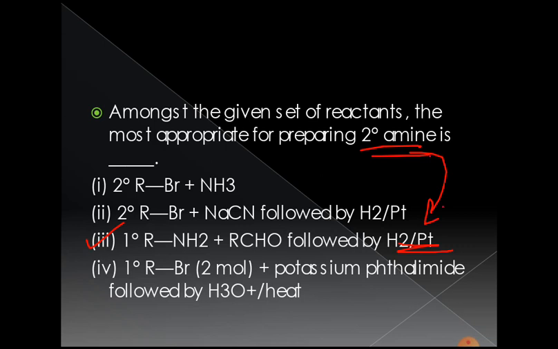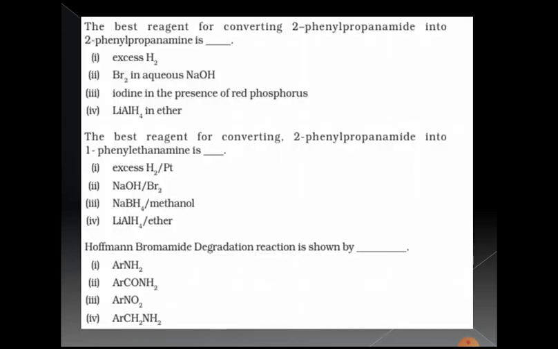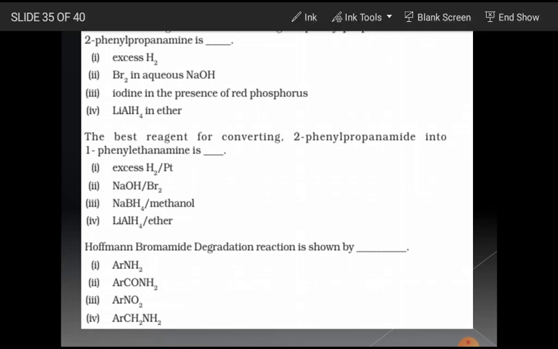Let us now talk about the next question. The best reagent for converting 2-phenyl propanamide into 2-phenyl propanamine. Propanamide should be converted into propanamine. It's a corresponding series. It's not ascent or descent. So it should be lithium aluminum hydride in ether.